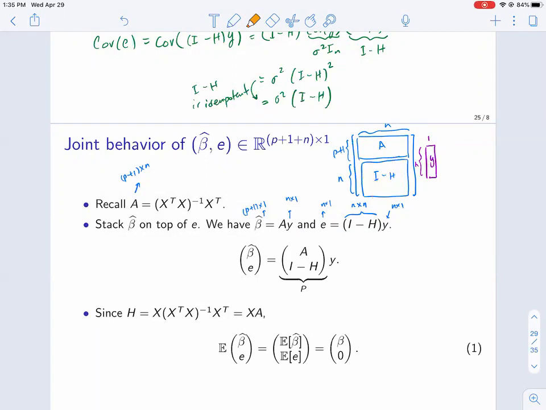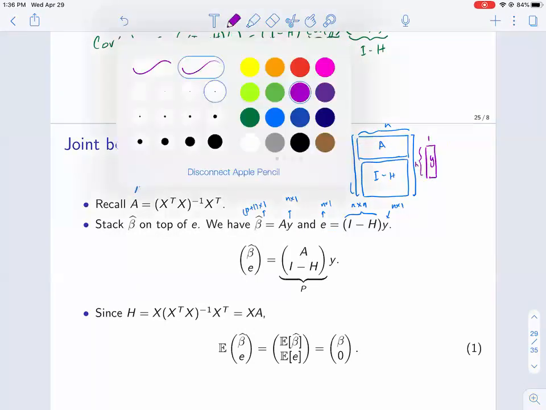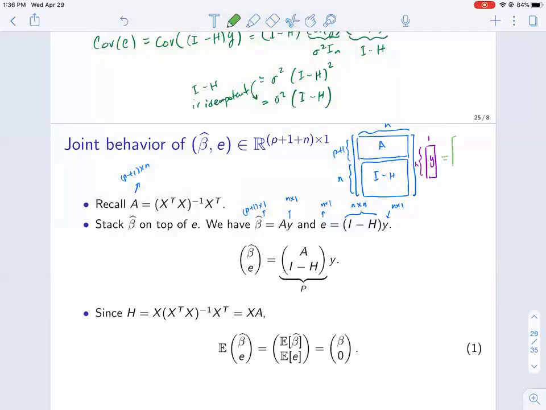So when you try to multiply, you multiply each row of this by y to get the entries of the resulting product. You can verify for yourself that this is equivalent to just writing this as, so the first half would be a times y. That would be p by... It's just going to be like this. This is going to be a times y, and this is going to be I minus h times y.